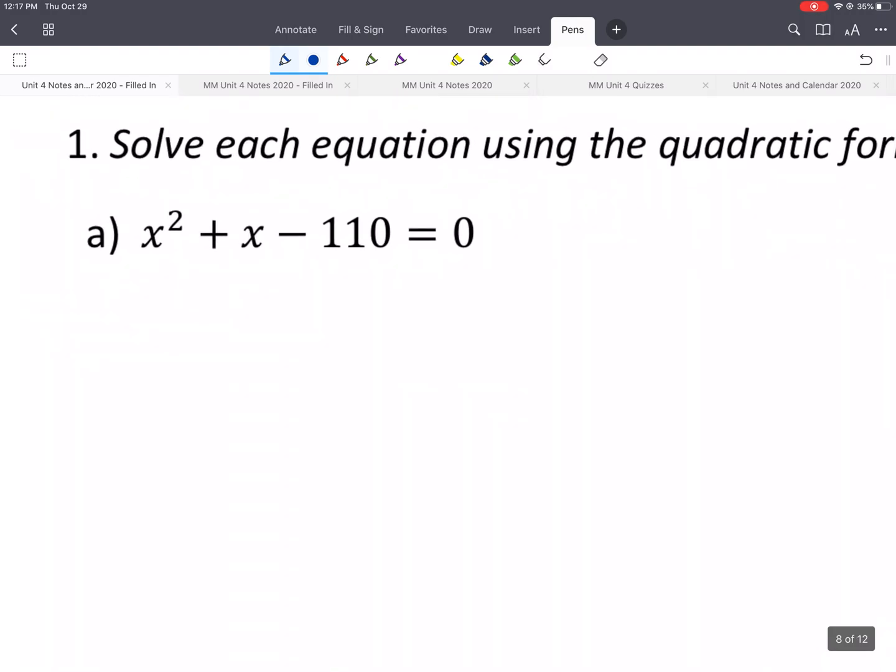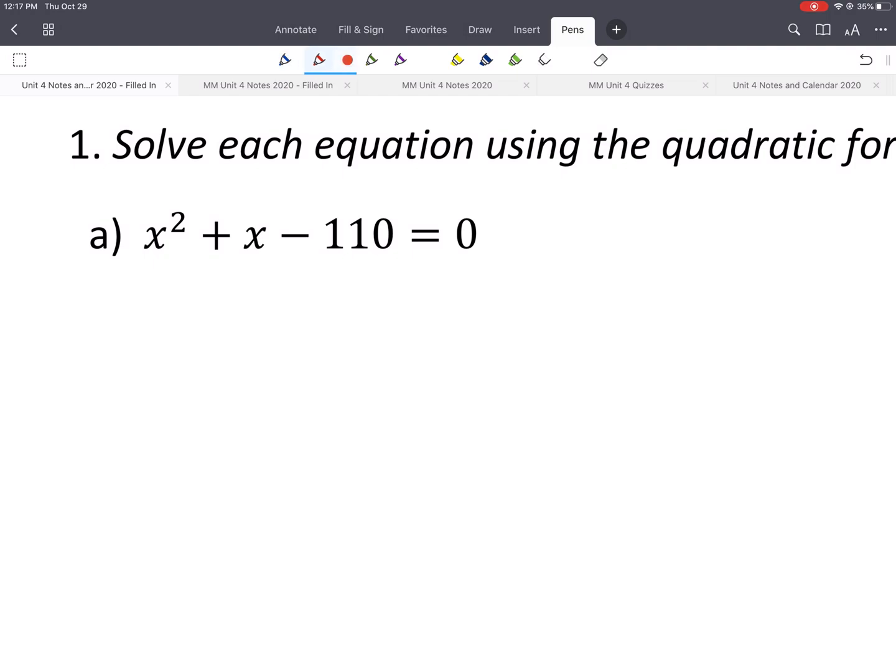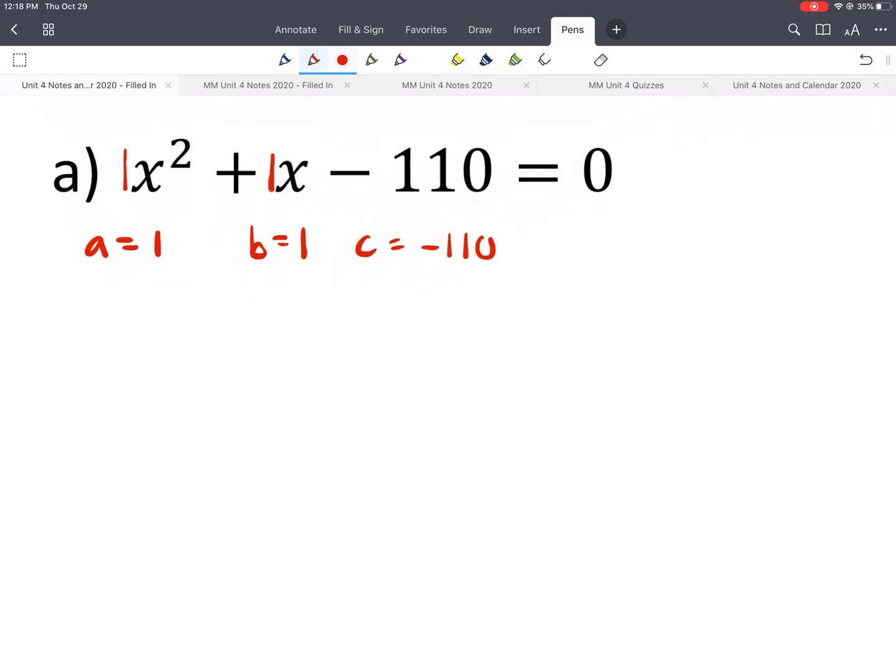Let's do an example together. The first step, which I will always ask you to do, is to label a, b, and c. This is already in standard form. So here, what does a have to be? It's got to be 1. b here also has got to be 1. And c is negative 110. You could possibly factor this, I don't know. You can't use square roots to solve, our second lesson. Third lesson, we wouldn't want to do completing the square because b is not even. So I think the quadratic formula is a really good choice for this one.